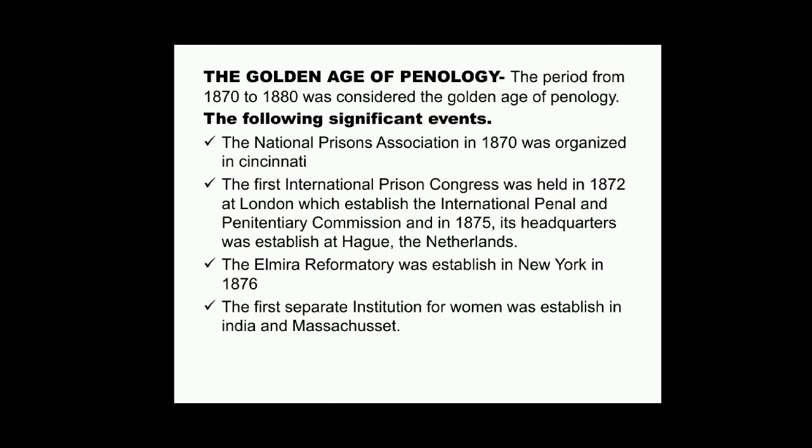Next is the Elmira Reformatory, which was established in New York in 1876. According to the research, ito daw po ang institutional na lugar ng kapanganakan ng kilusang reformatory, kung saan ang mga bata at ang unang nagkasala ay maaaring gumawa ng kanilang paraan sa loob at palabas ng kulungan sa pamamagitan ng aplikasyon at mahusay na pagsasaayos ng institution.